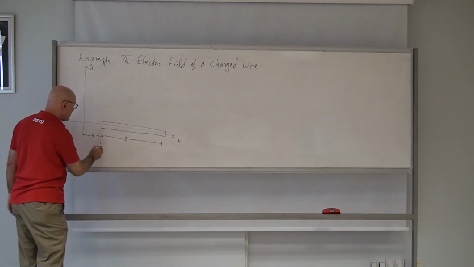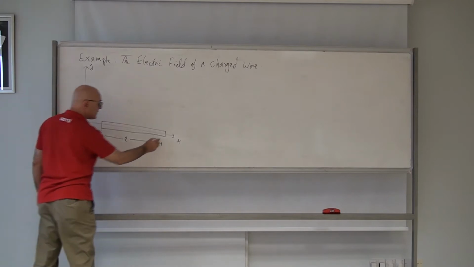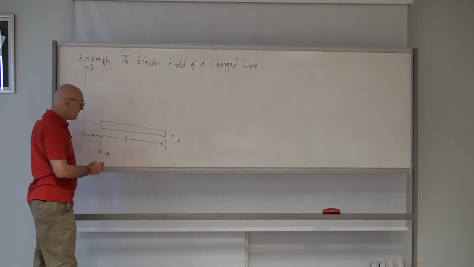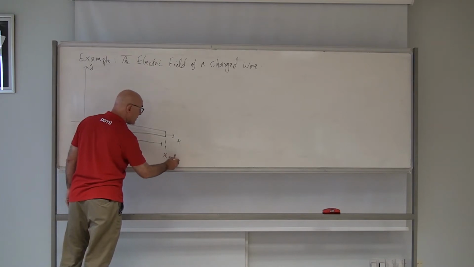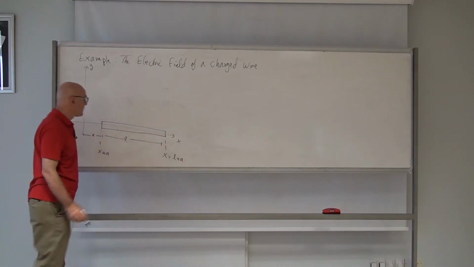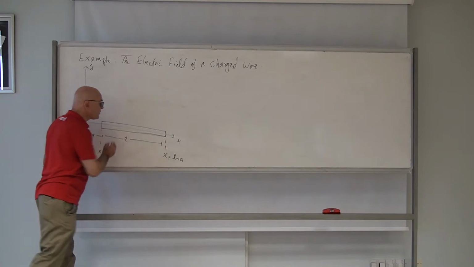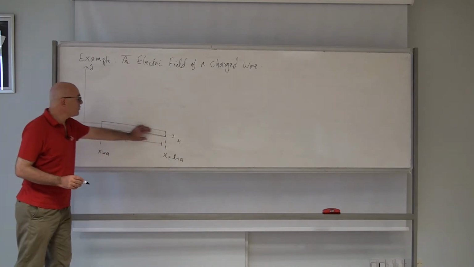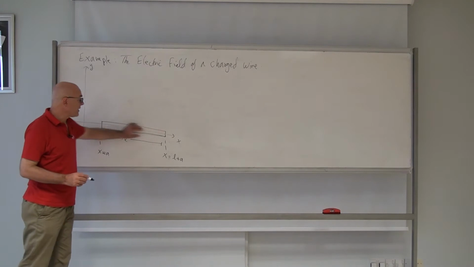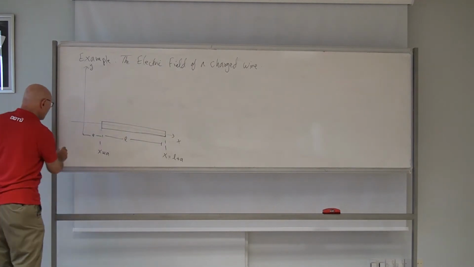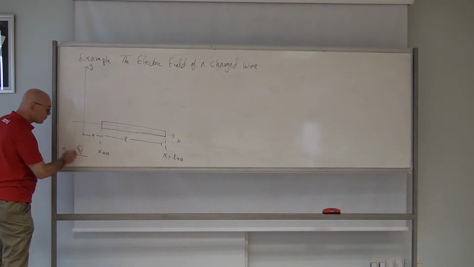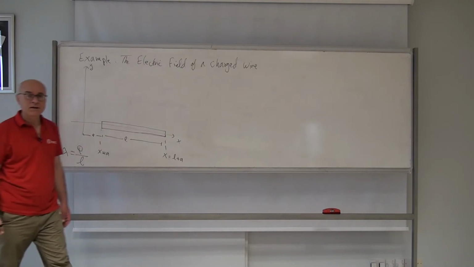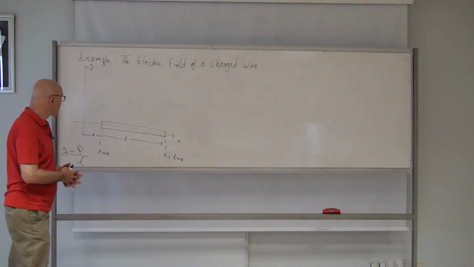So the coordinate of this end is x equals a, and the coordinate of this point is x equals L plus a. Now it carries charge that is distributed uniformly over the length of the wire, and so the linear charge density lambda in this case is the total charge carried by the wire divided by the length of the wire. So this is what is given.